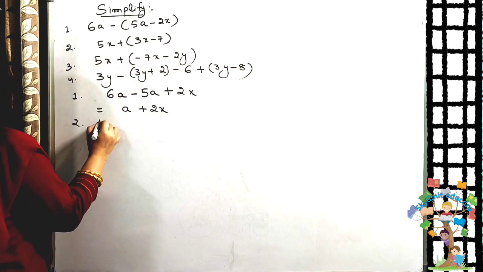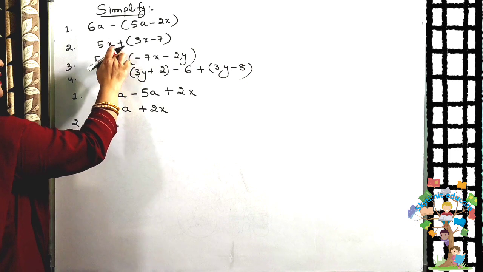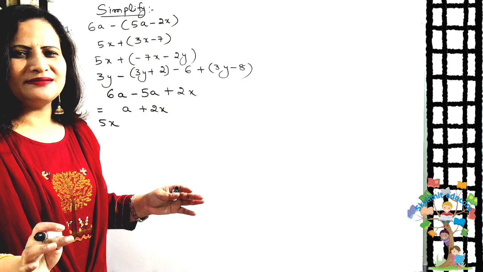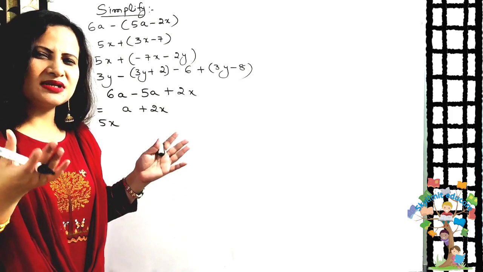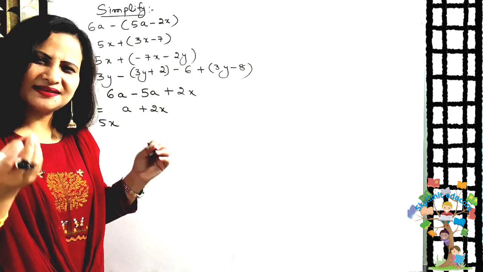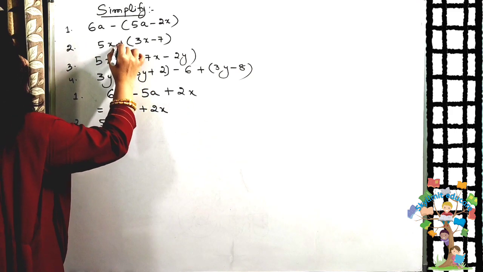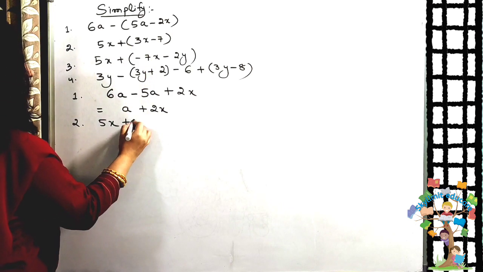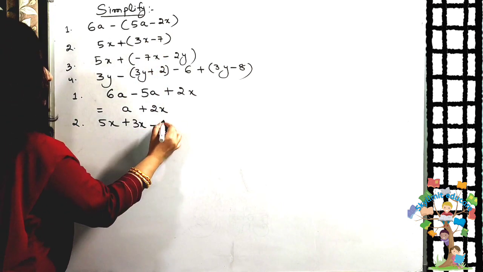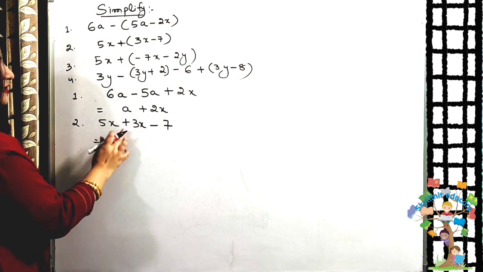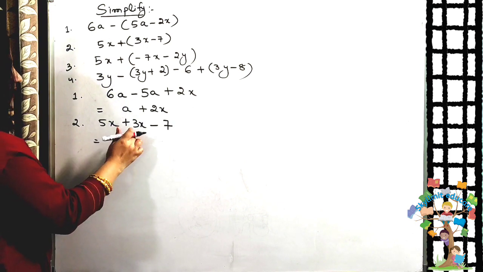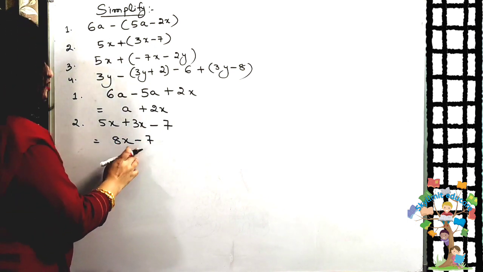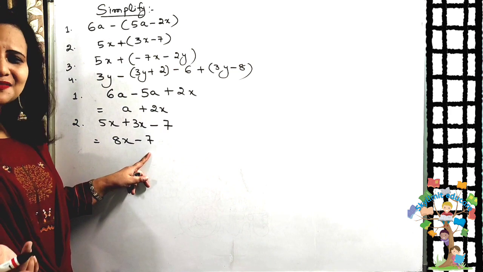Let's come to the second question now: 5x plus (3x minus 7). Now outside the bracket what sign is there, students? Plus sign is there. So when plus sign is there, no need to worry. Blindly open the bracket, because the sign won't change. Plus doesn't change the sign, but when there is a minus, be careful. So plus 3x will remain plus 3x, and minus 7 will remain minus 7 only. Now you can see these two are like terms. 5 plus 3 is 8, with the literal coefficient x: 8x minus 7. Now can we solve this further? No, because they are unlike terms, right?